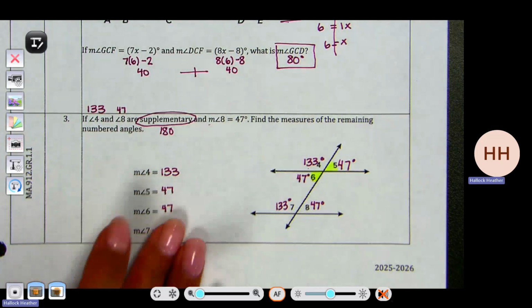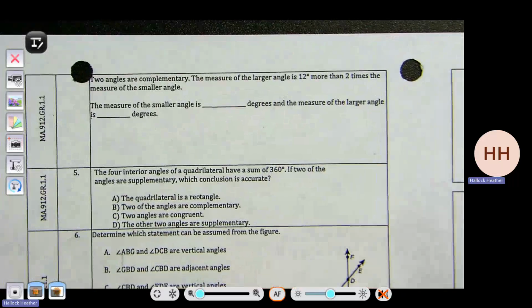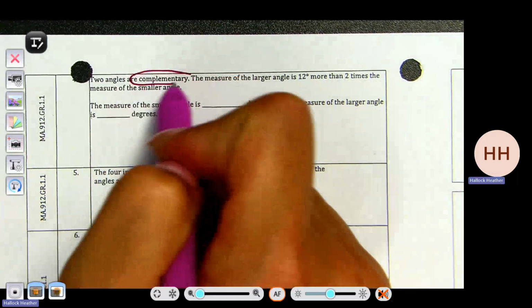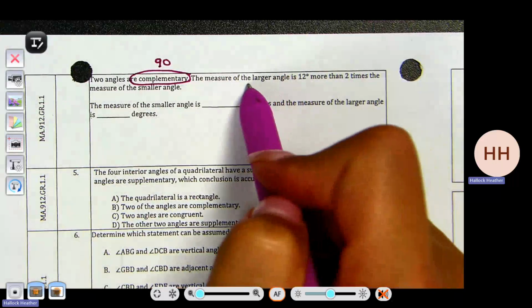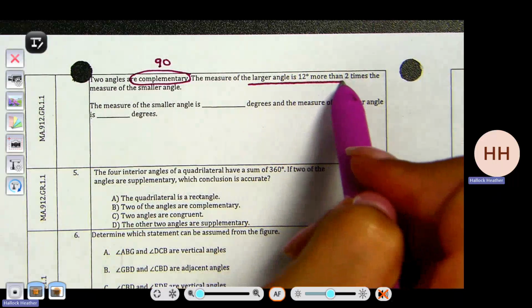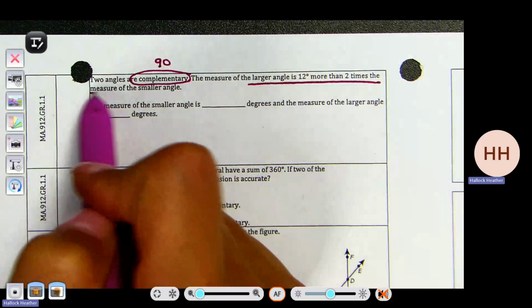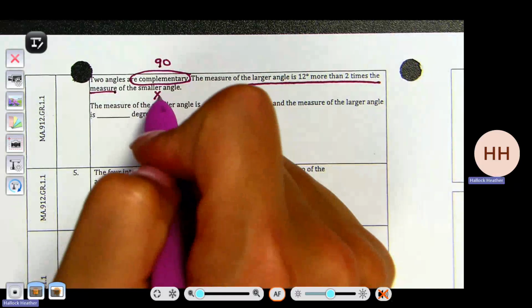On the back, number 4 is kind of wordy. It says two angles are complementary. Complementary means 90. The measure of the larger angle is 12 more than 2 times the measure of the small angle. I don't know anything about the small angle, so that's going to be my x.